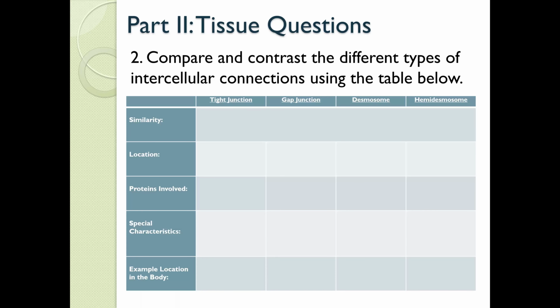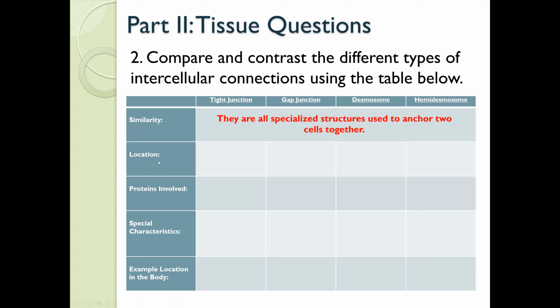Question 2. Compare and contrast the different types of intercellular connections using the table below. So we're going to compare and contrast tight junctions, gap junctions, desmosomes, and hemidesmosomes. So what do they all have in common? They are all specialized structures used to anchor 2 cells together. All right, so let's look at some of the differences.